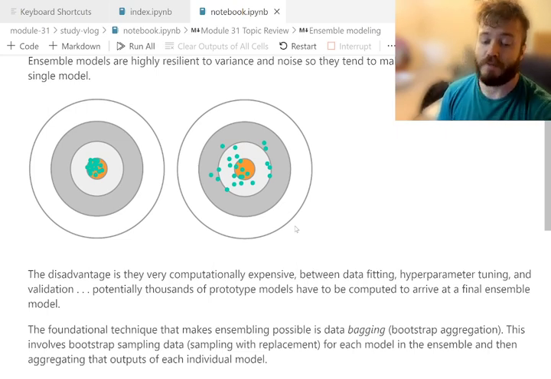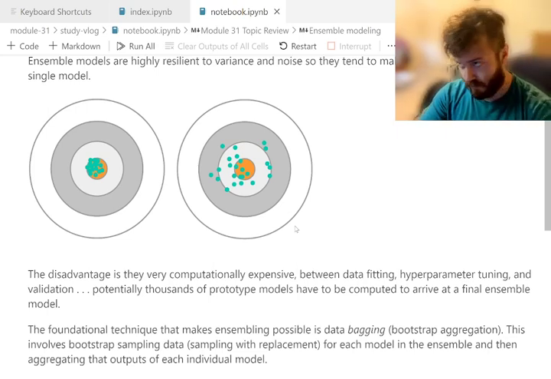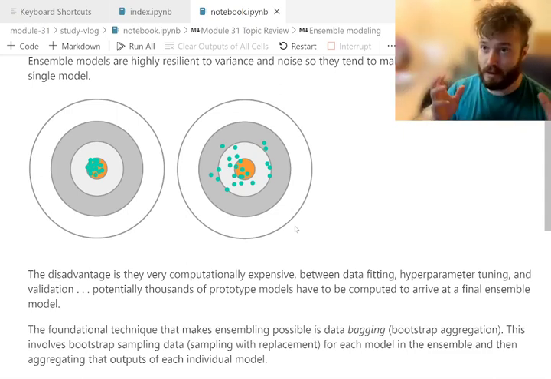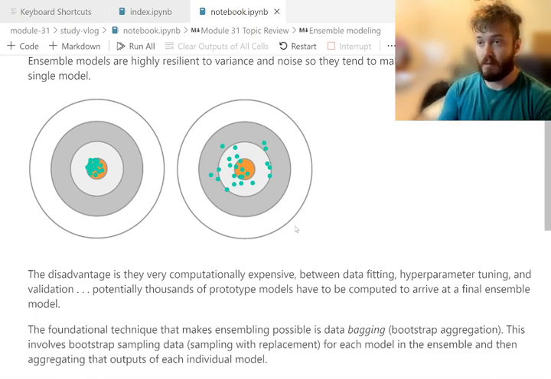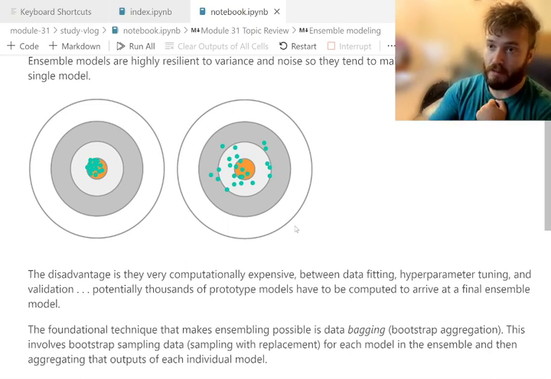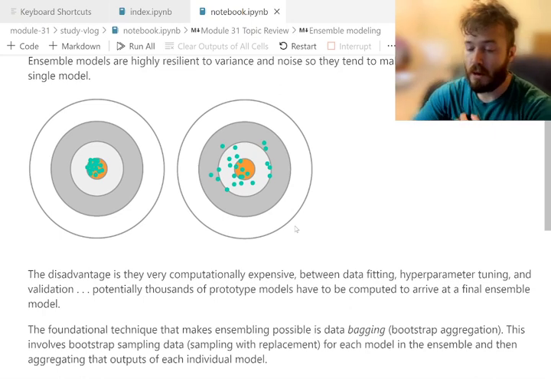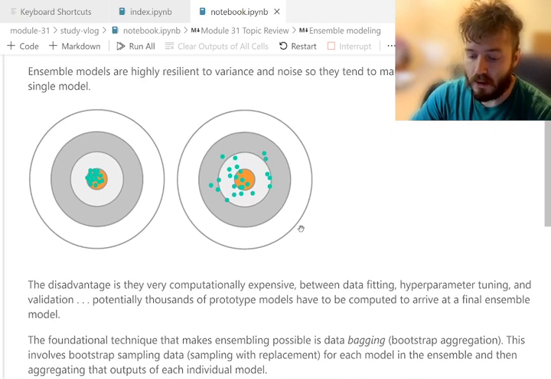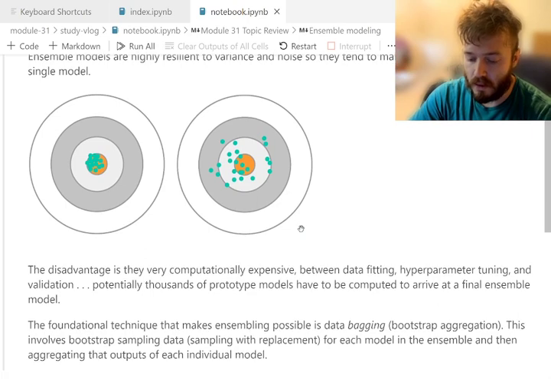bootstrap aggregation. What bootstrap aggregation means is you're first bootstrap sampling data, which means you're sampling some amount of the data with replacement. So if I have 100 data points and I sample 50 of them, I'm putting those same 50 back, so there are still 100 data points to sample from the next time I sample. That's all bootstrap sampling really means, for the sake of this discussion.